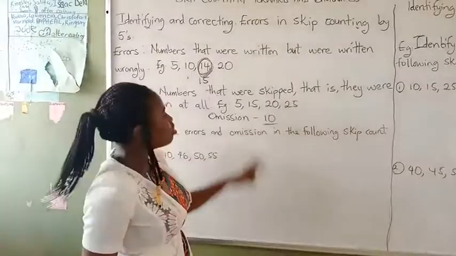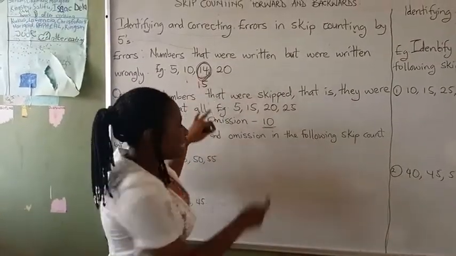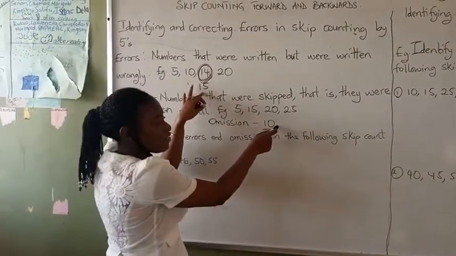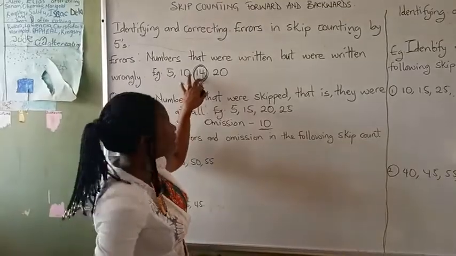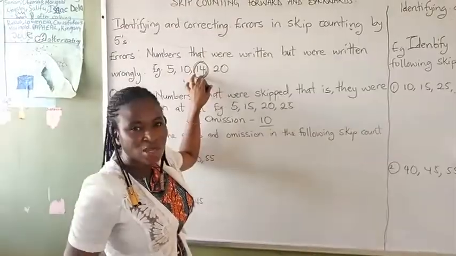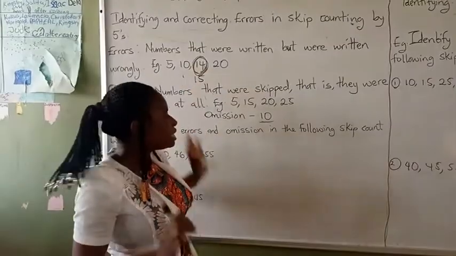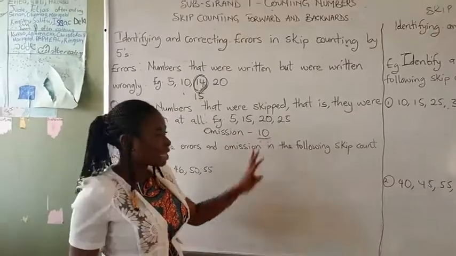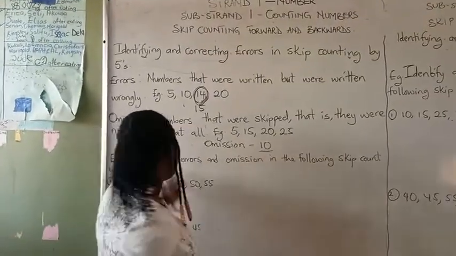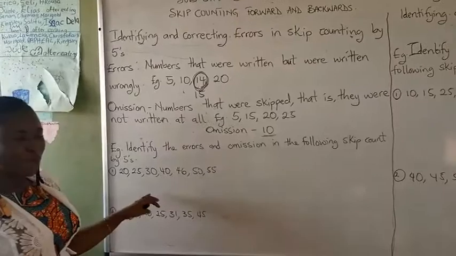Do you get it? You don't come and write 15 for me again as an omission. No, because here 15 was written as 14. So it is an error. The omission numbers were not written in the numbers. They are the omission. Okay, so let's look at this example and work it out.